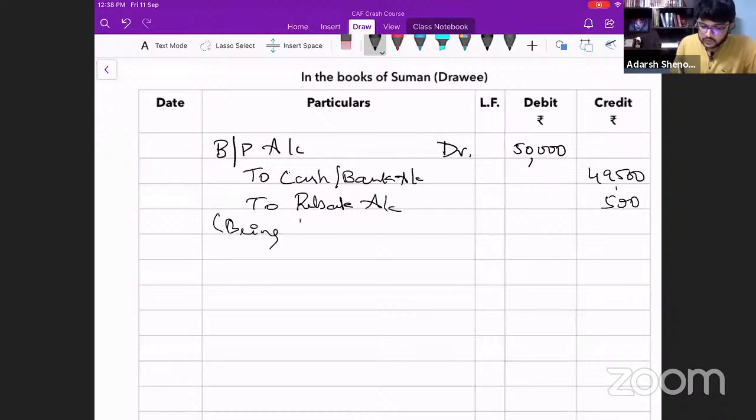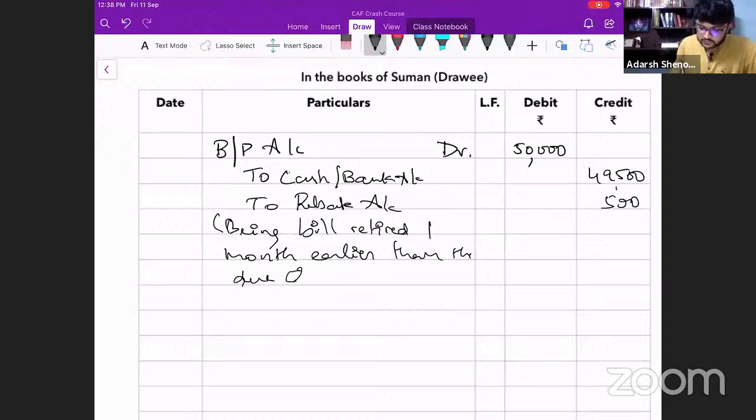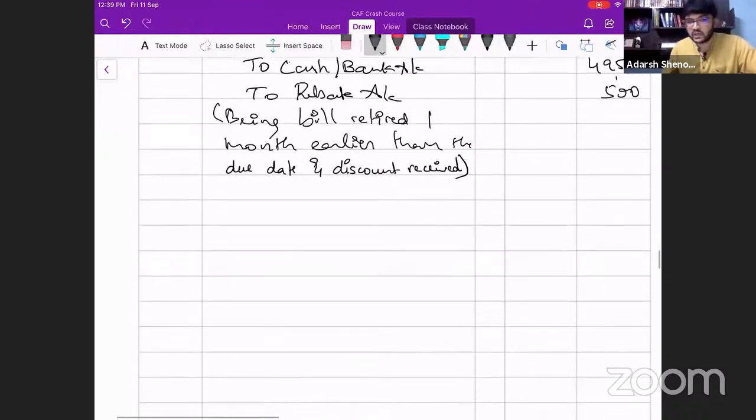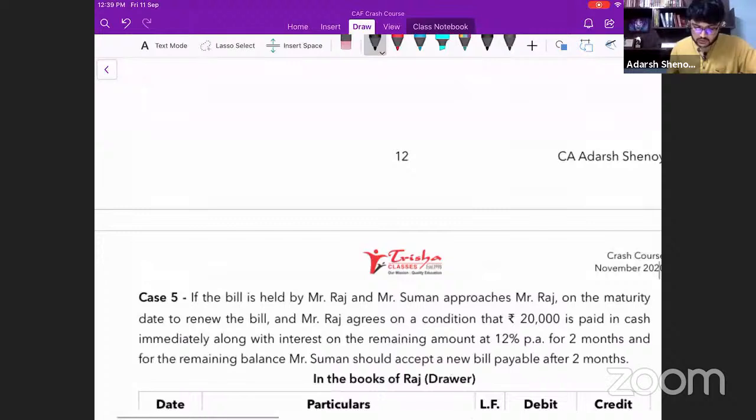Being bill retired 1 month earlier than the due date and discount received. Are you all comfortable? No problem. No, they'll not deduct marks. Don't worry. You write rebate or you write discount, the valuer is not going to reduce marks.